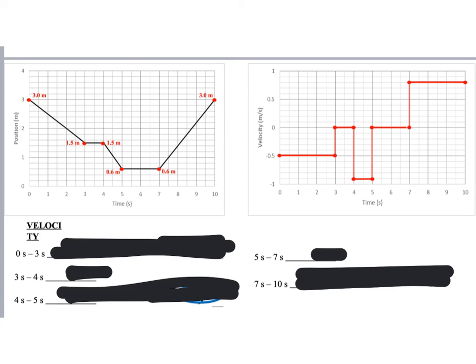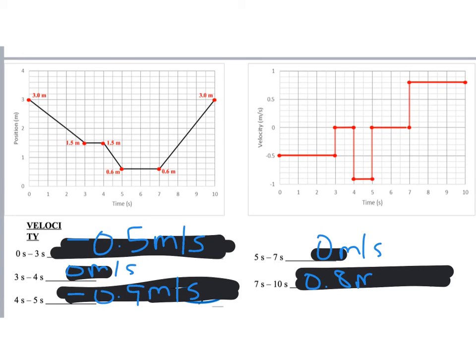I sincerely apologize for my errors down here in the velocity section. So just to double check that you've got all of your information, negative 0.5 meters per second for the first piece, 0 meters per second for the second one, negative 0.9 meters per second, then 0 again, and then 0.8 meters per second.